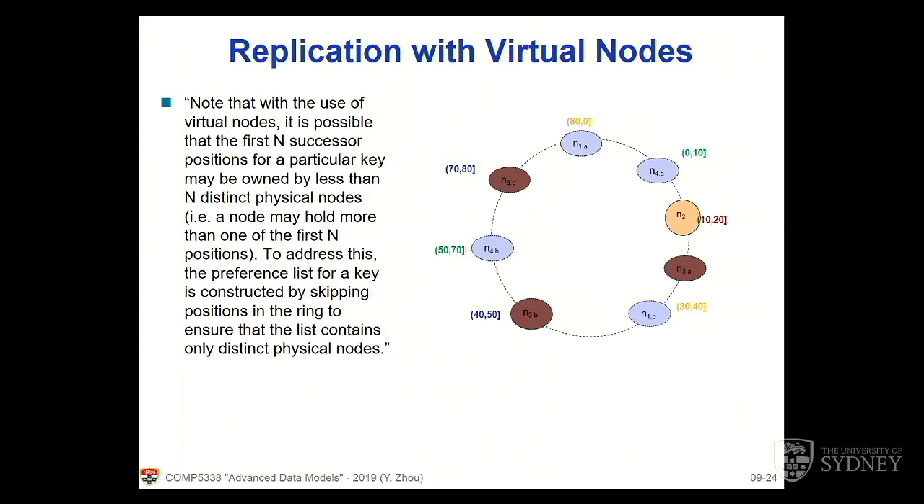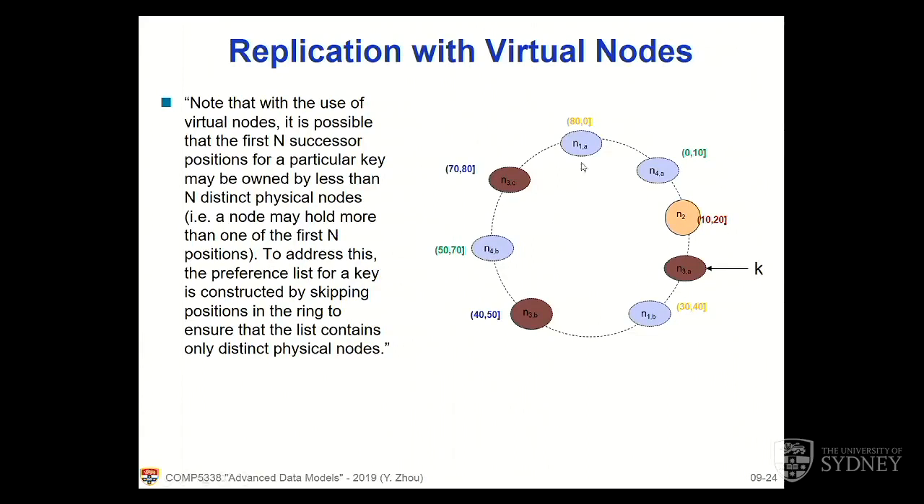So in replication with virtual nodes, we still want to ensure that the replica exists on different physical nodes. So we have to skip the duplicated physical nodes when we compute the preference list to make sure it consists of all unique physical nodes.